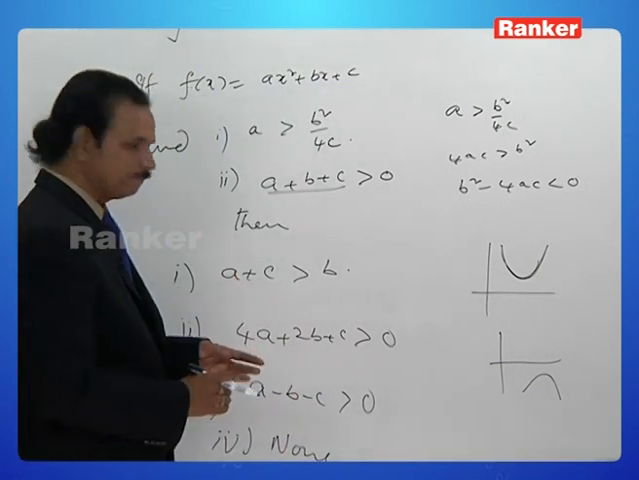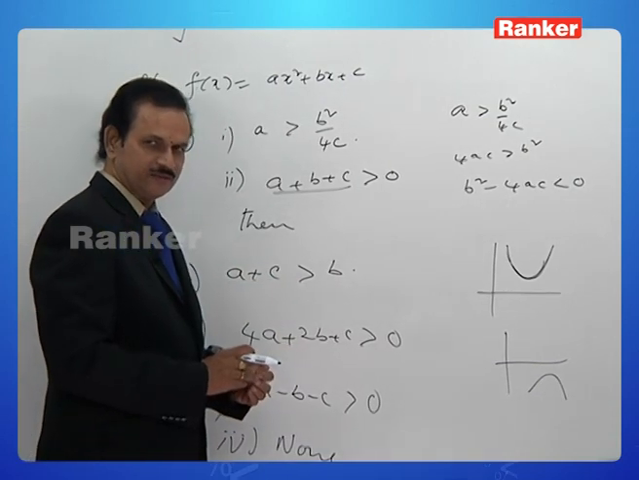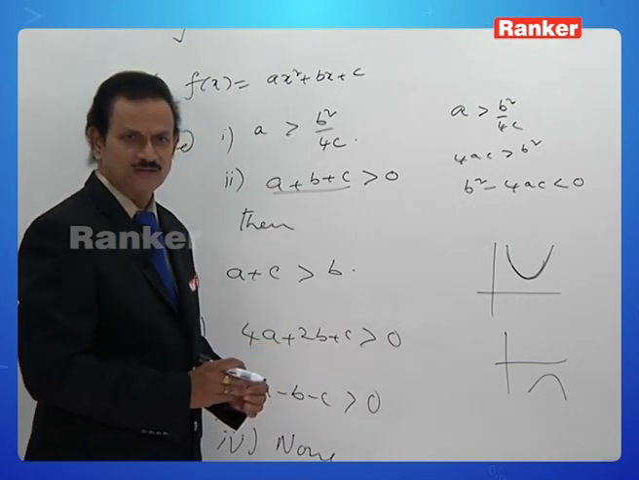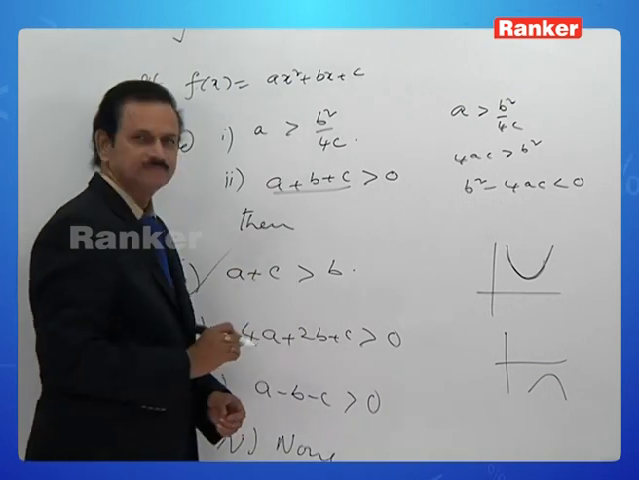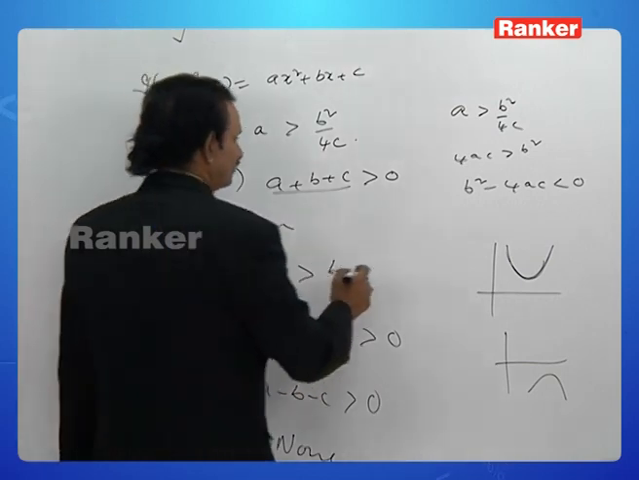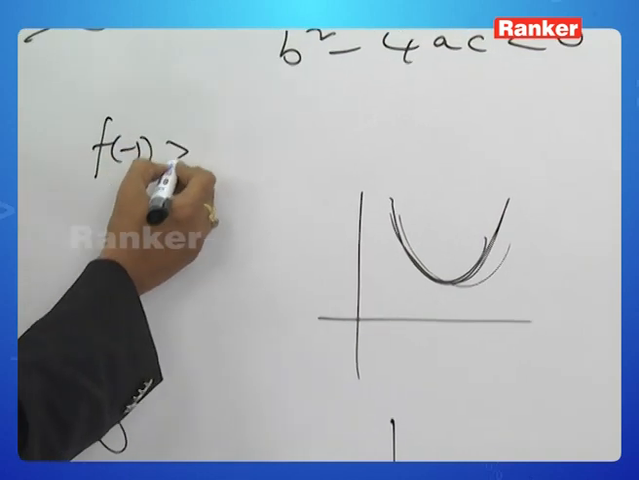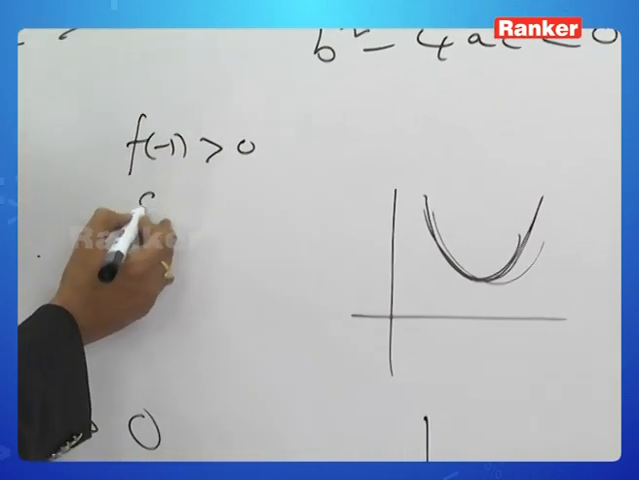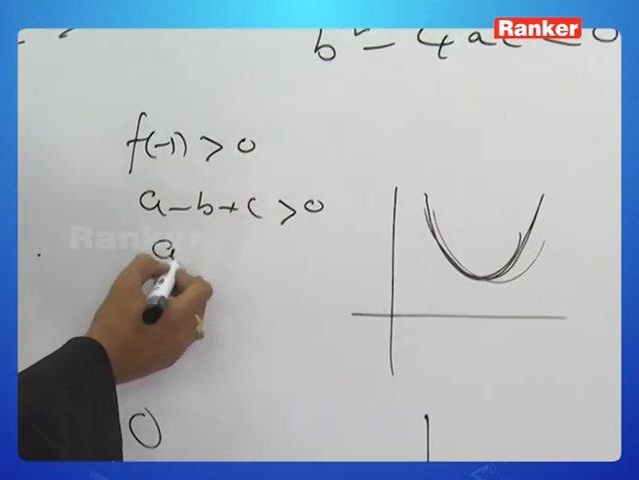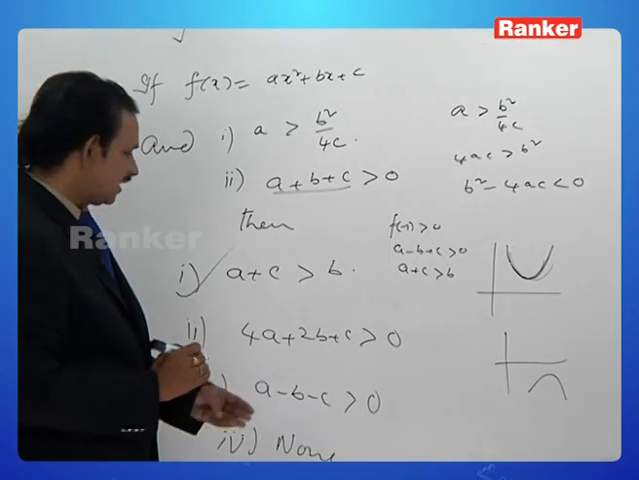First one, is it true? If a plus c greater than b, what should happen? A minus b plus c greater than 0. That is, f of minus 1 is greater than 0. Correct. See, every f of x is positive. That is, f of minus 1 is positive. What is f of minus 1? A minus b plus c, positive. Send this b to the side. What is going to happen? A plus c is greater than b. This is correct.